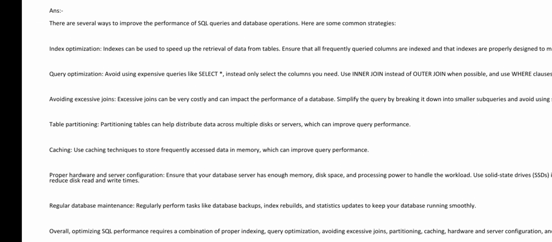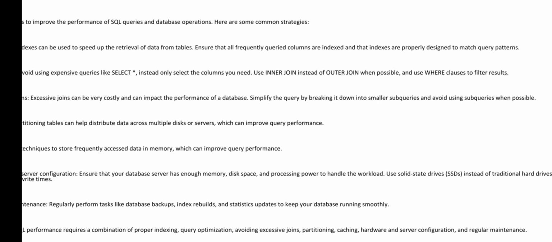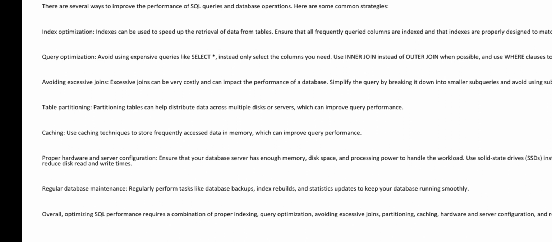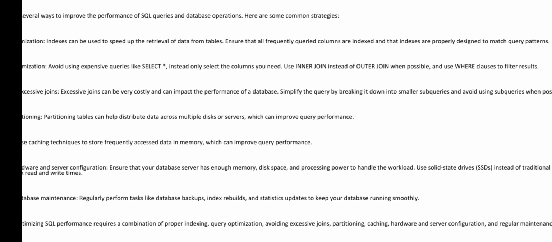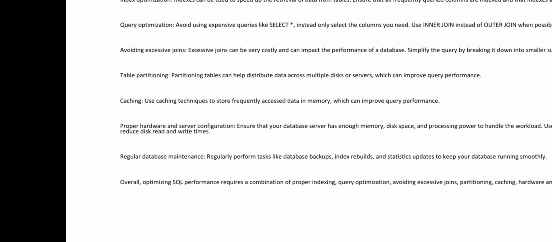Query optimization. Avoid using expensive queries like select asterisk. Instead, only select the columns you need. Use inner join instead of outer join when possible, and use the where clause to filter results. Avoid excessive joins. Excessive joins can be very costly and can impact the performance of the database. Simplify the query by breaking it down into smaller subqueries, and avoid using subqueries when possible.